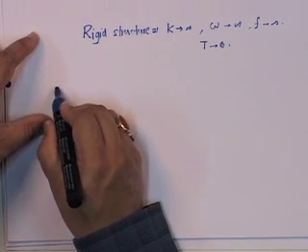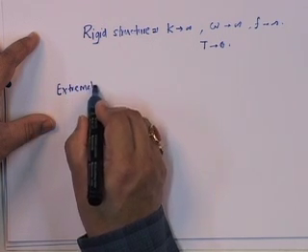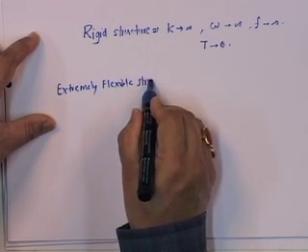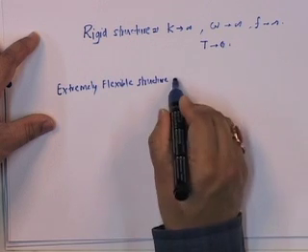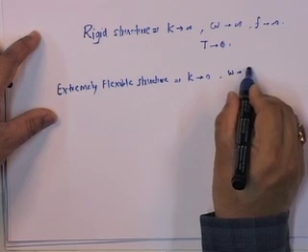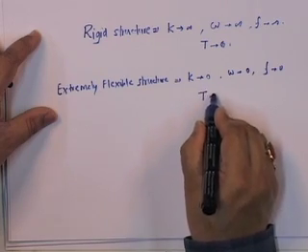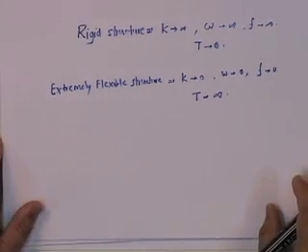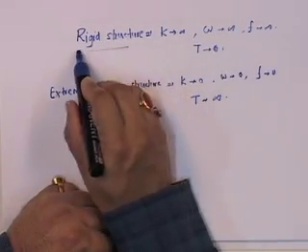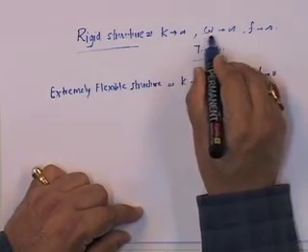If you have an extremely flexible structure, which implies k tends to 0, which implies omega tends to 0, which implies f tends to 0 and implies T tends to infinity. So, in other words, it is interesting that if you have a rigid structure, it is characterized by a 0 time period or infinite frequency.